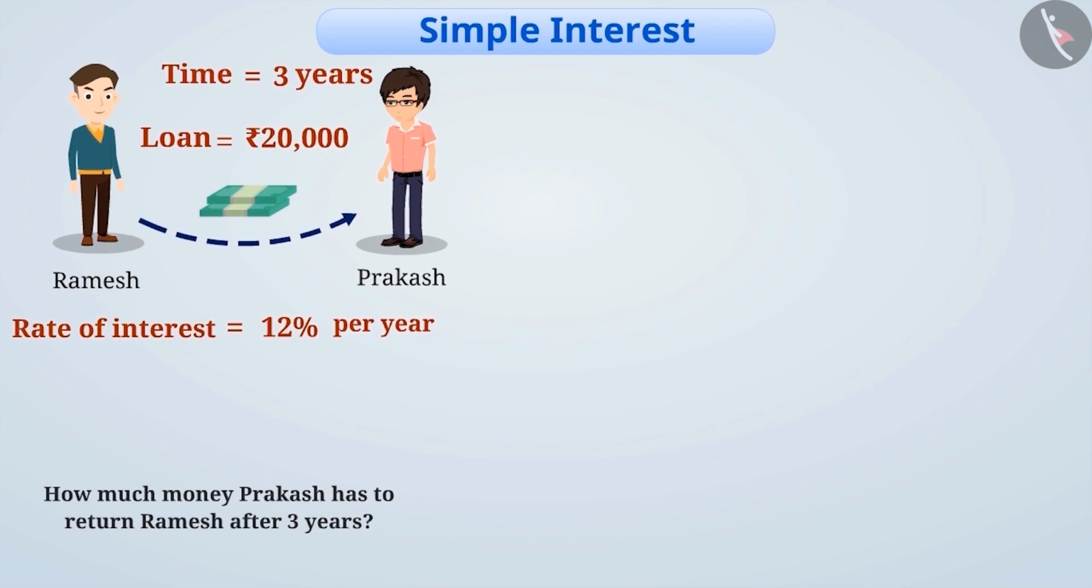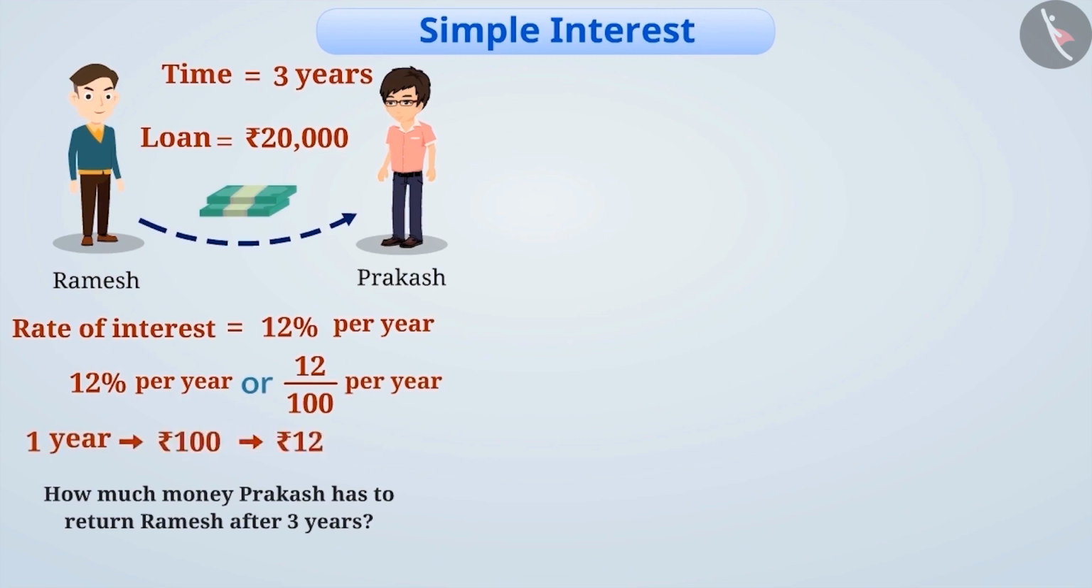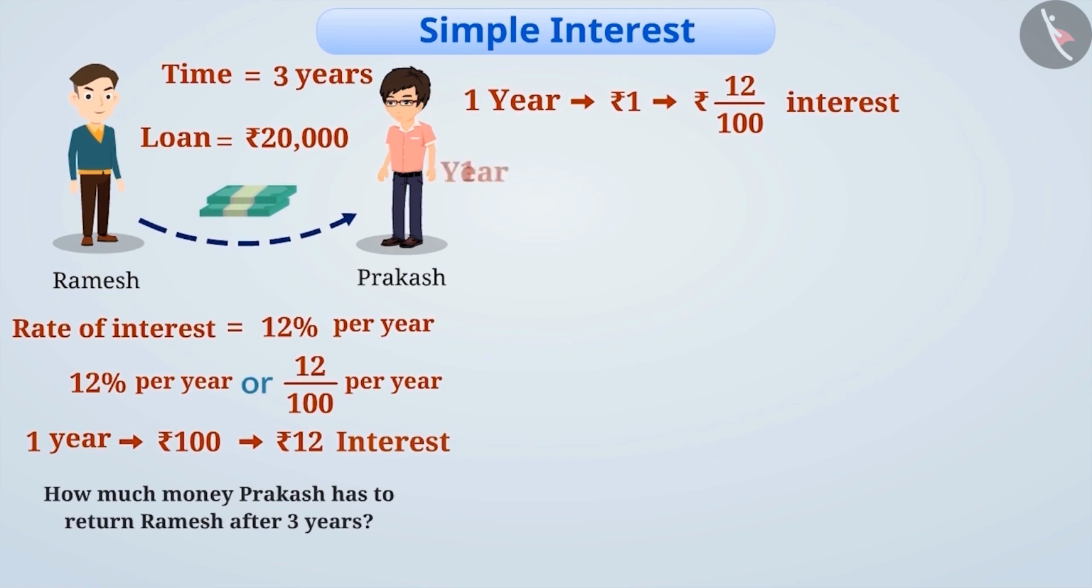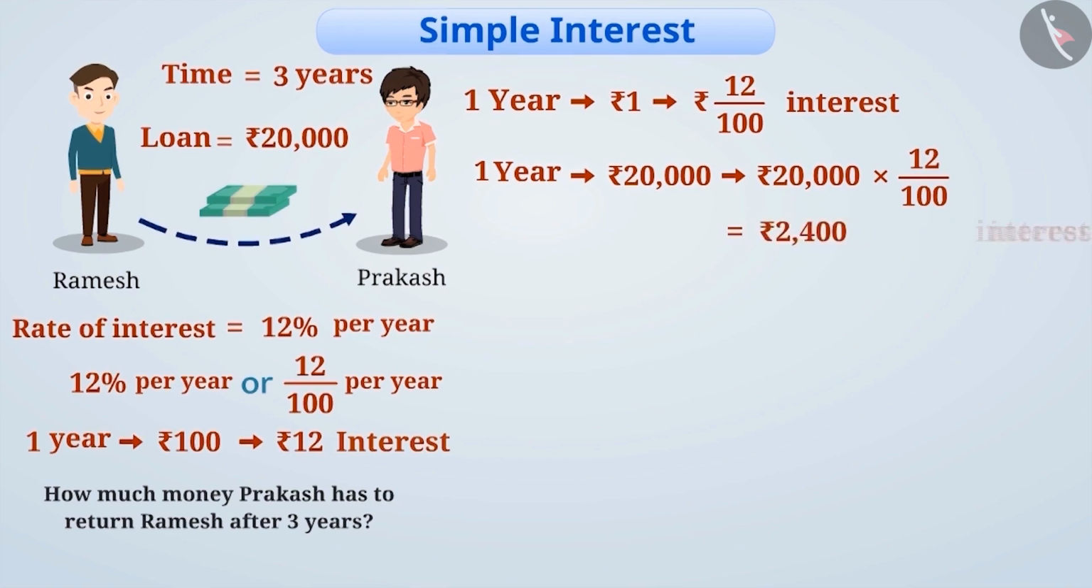Here, rate of interest is 12% per year. Can you tell me what this means? Think for a while. You got it right. The rate of interest of 12%, or 12 by 100 per year, means Prakash will pay an interest of rupees 12 yearly on rupees 100. We can say that for a period of 1 year, he will pay an interest of rupees 12 by 100 on rupee 1. Similarly, for a period of 1 year on 20,000 rupees, he has to pay rupees 20,000 multiplied by 12 by 100, which is equal to rupees 2,400 as an interest.